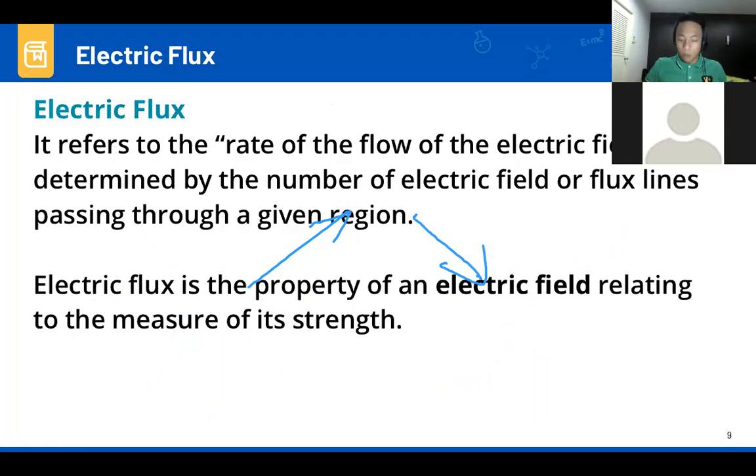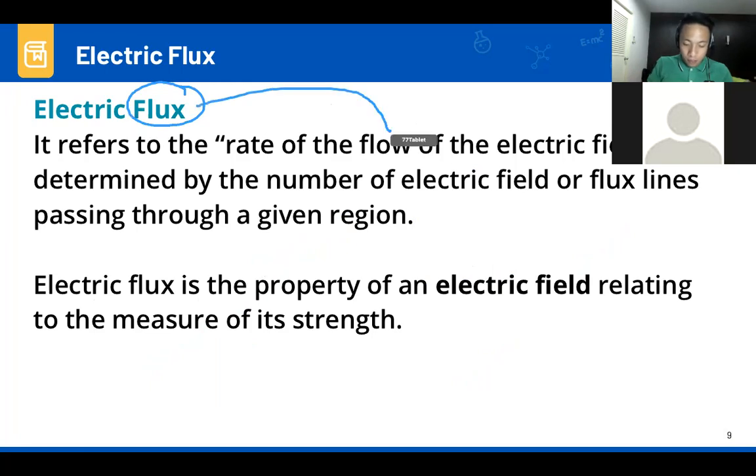So we have here the definition of the electric flux. It refers to the rate of the flow, because flux means flow. It is called electric flux, the flow of electricity, or the flow of electric field lines. That is electric flux.